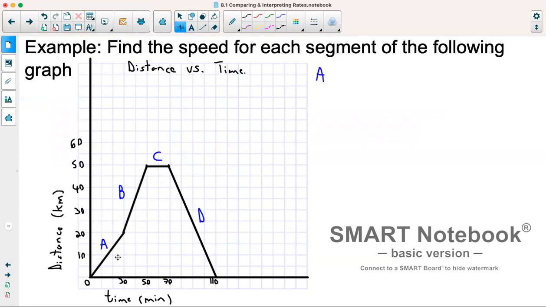So we'll start with A. Our time for A was 30 minutes. But we want that in hours. So we need to multiply that by a conversion factor. We know there's 60 minutes in 1 hour. We want minutes canceled out, so it needs to be in our denominator, while hours is in our numerator. So the minutes cancel out. So 30 times 1 hour divided by 60 gives us 0.5 hours.